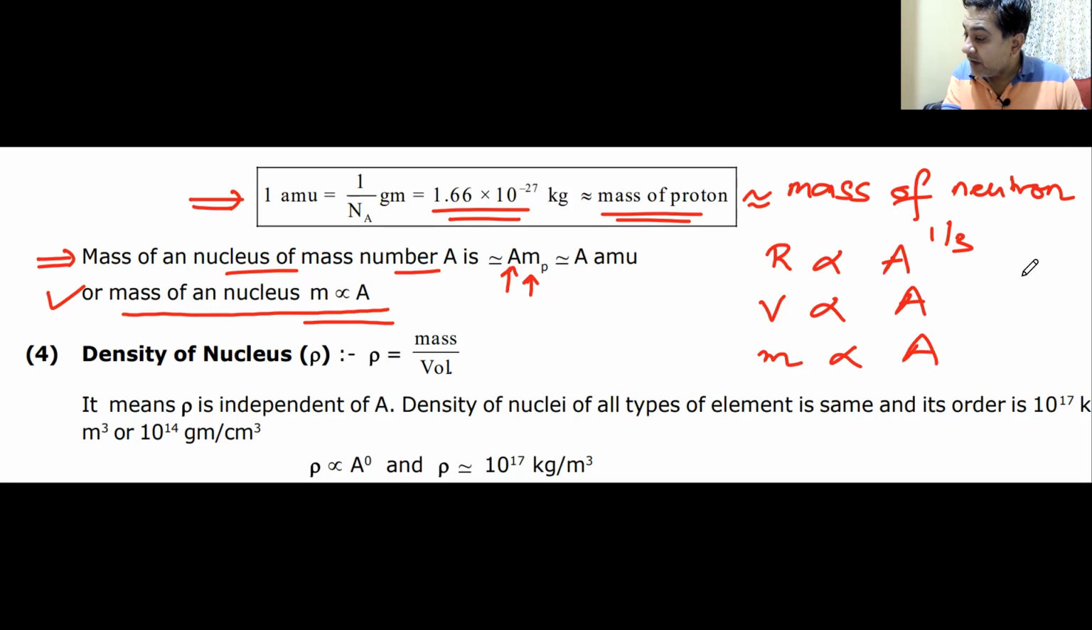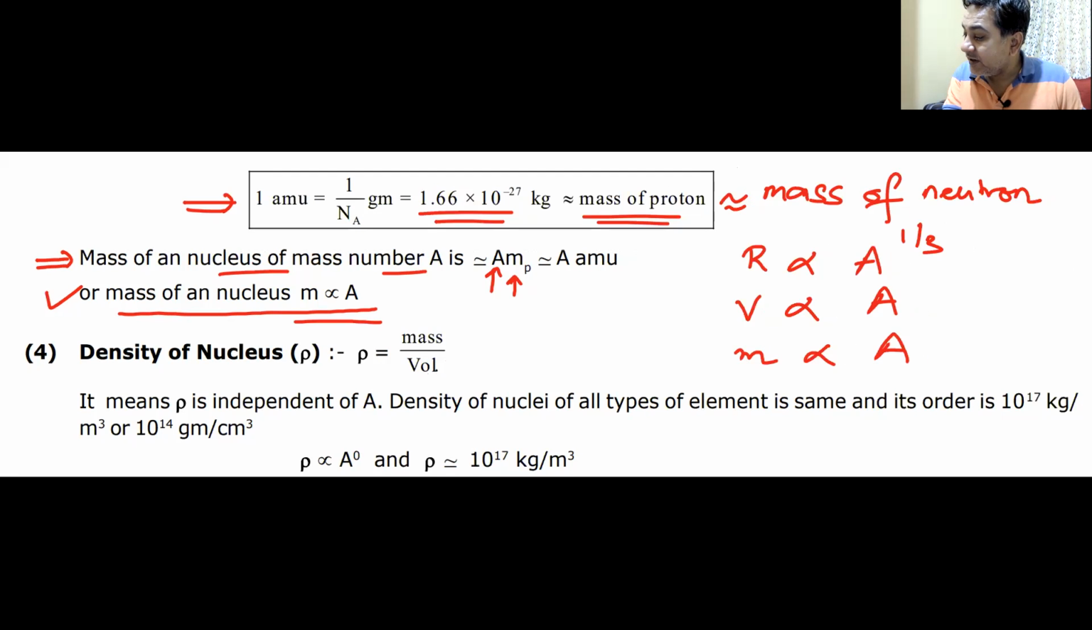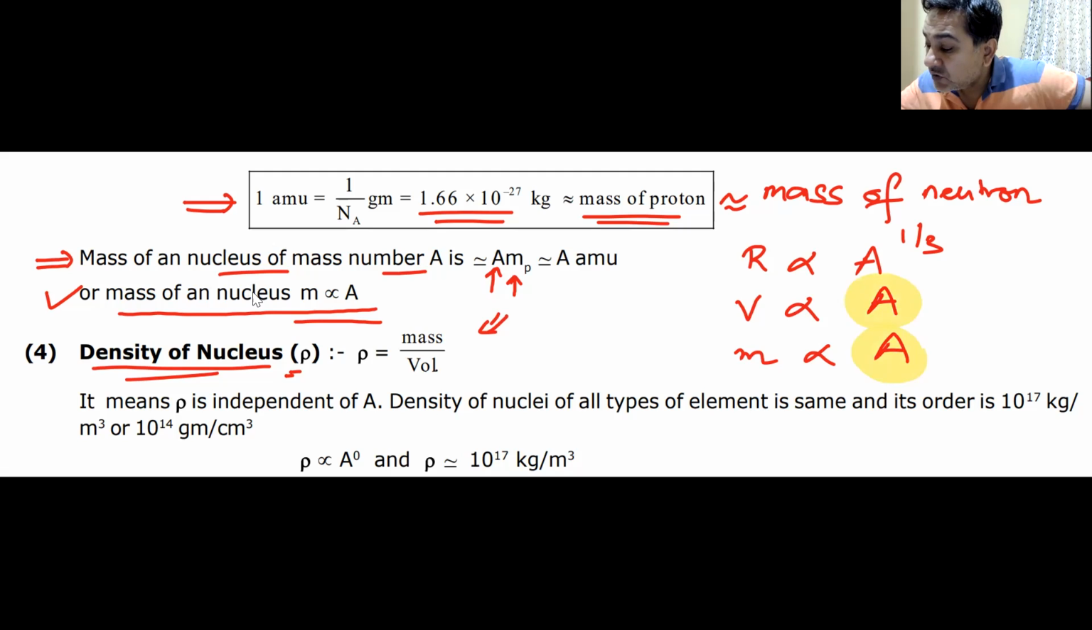Yes, sir. Now, we have talked about the radius, the volume, and the mass. The only thing that is remaining, a straightforward question, is the density of the nucleus, rho, mass divided by volume. Mass is proportional to A. We see this, yes or no? Volume is proportional to A. Do we see this, yes or no? Yes, sir. Therefore, density does not depend on the mass number. Density of the nucleus is almost constant, and it is 10 raised to the power 17 kg per meter cube. Almost all nuclei have the same density. Do we understand this?